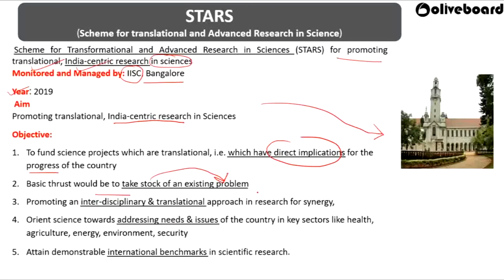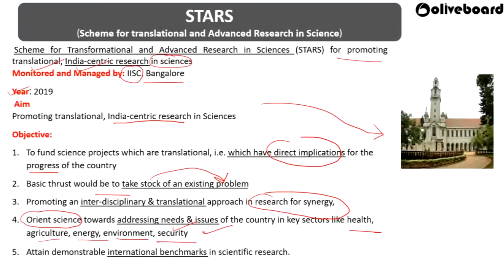Interdisciplinary means here we are merging all the science disciplines together in order to bring out particular projects or solutions, to keep research in synergy, so that research does not go in a single direction. Here we are mixing all the research together so as to make solutions which will help eradicate any problem our country is facing. And the focus of this scheme will be to orient science towards addressing the needs and issues of the country like health, agriculture, energy, environment, and security.